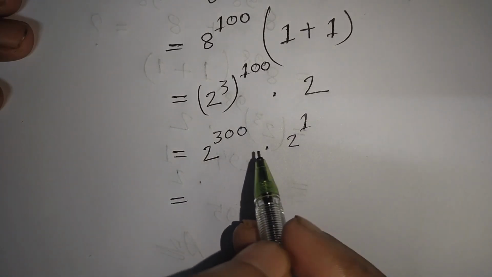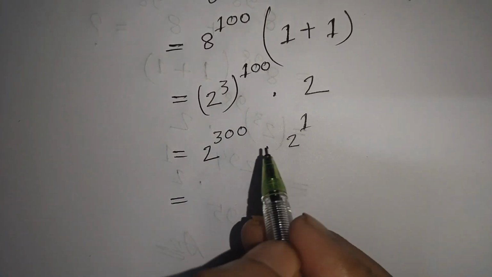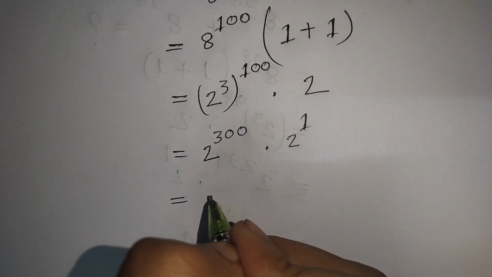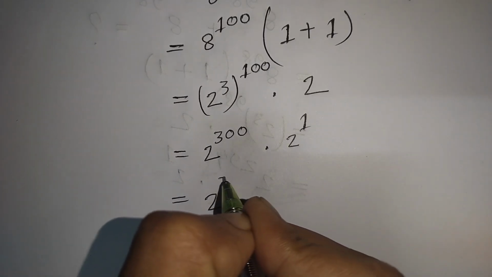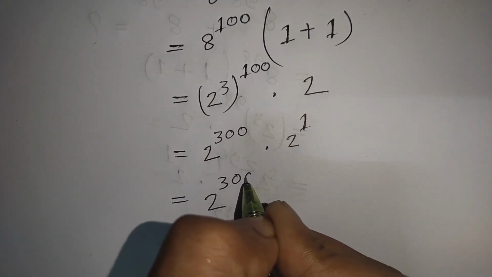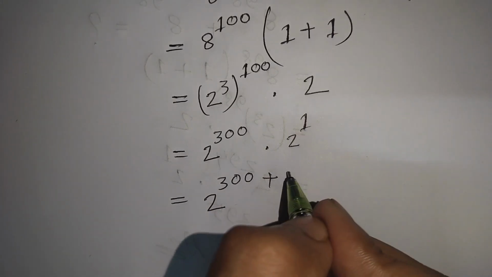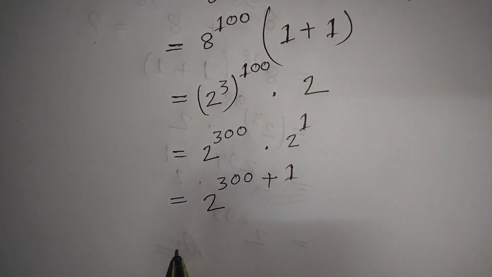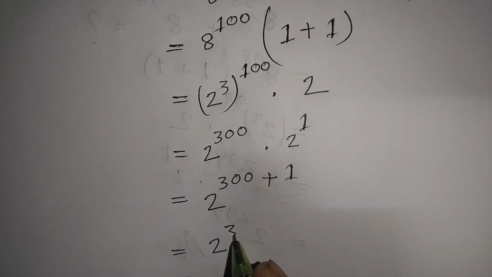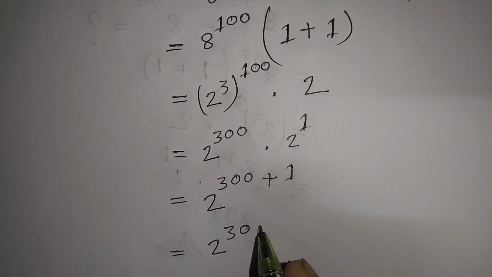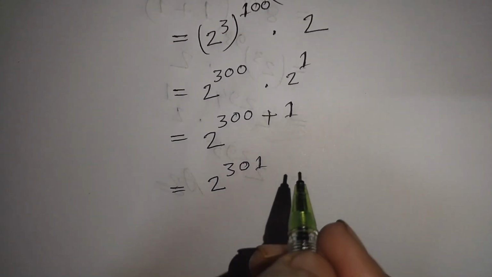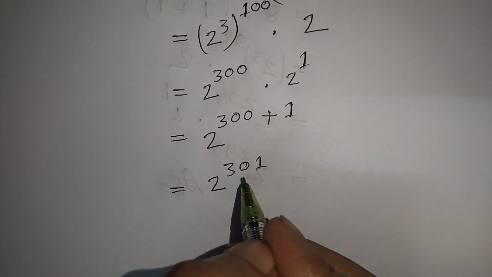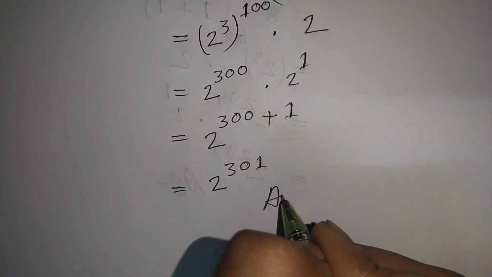Now we see that it is the same base but a different form. So we can write here 2 to the power 300 plus 1. That means 2 to the power 300 plus 1, that means it's 301. So 2 to the power 301 is the correct answer.